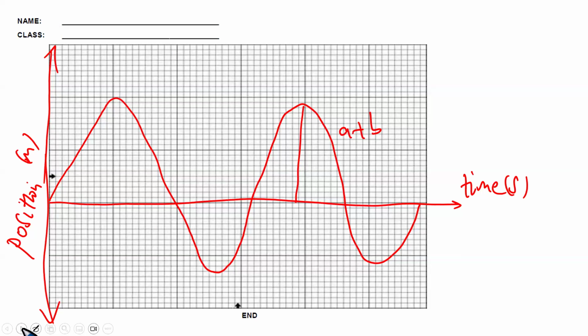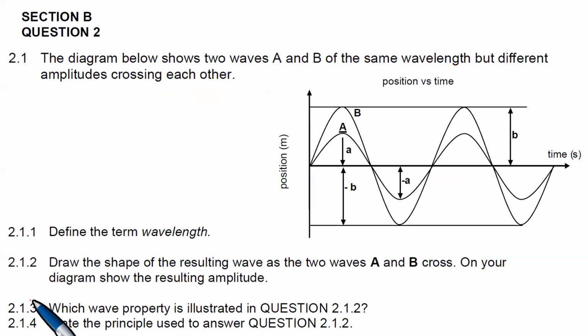Let's look at the next question. Which wave property is illustrated in question 2.1.2? Who wants to answer that quickly? If they ask you this in the exam, what are you going to say? What is the wave property illustrated in question 2.1.2, where we drew the graph? Anyone who knows?